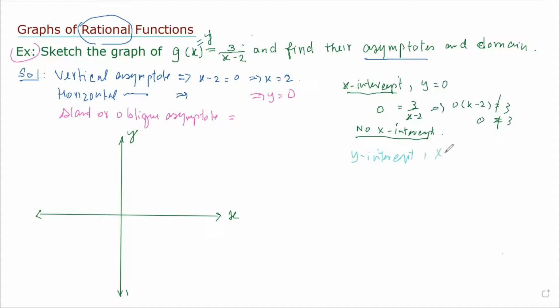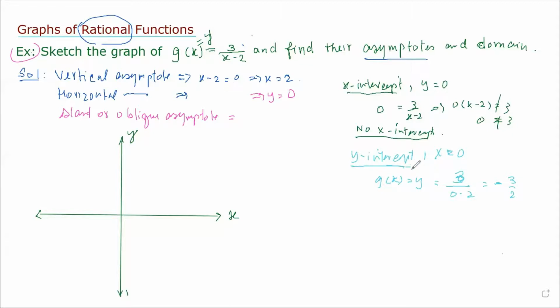Y-intercept means x becomes 0. Okay, just the opposite, the inverse. So for the y-intercept, x becomes 0. You replace g of x, which is like a y, right? So I write down here, and x becomes 0, so the top is a 3, right? Over 0 minus 2. So you have negative 3 over 2. So you get the y-intercept.